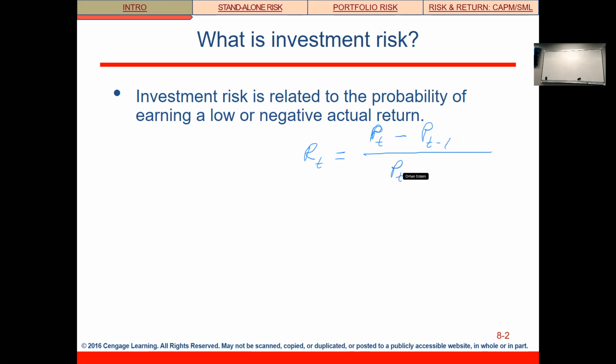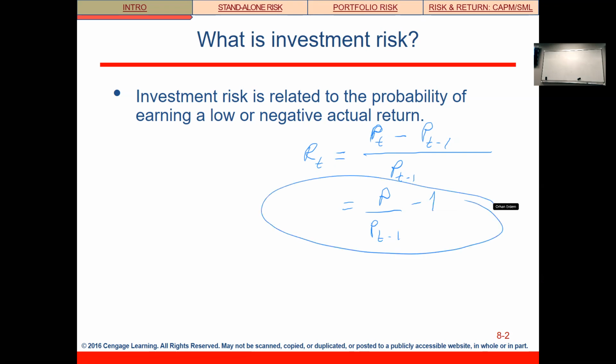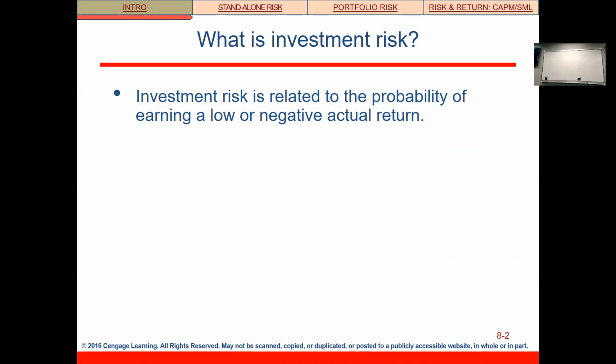Divided by P_{t-1}. Or in other words, this would be P_t over P_{t-1} minus 1, that's the same thing. So return of anything is this. Let's keep this somewhere. Maybe I should write it here at the top so that we might use it. So return is equal to (P_t minus P_{t-1}) over P_{t-1}. That's the definition of return.